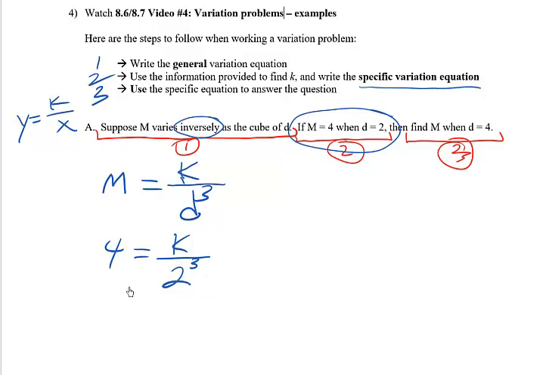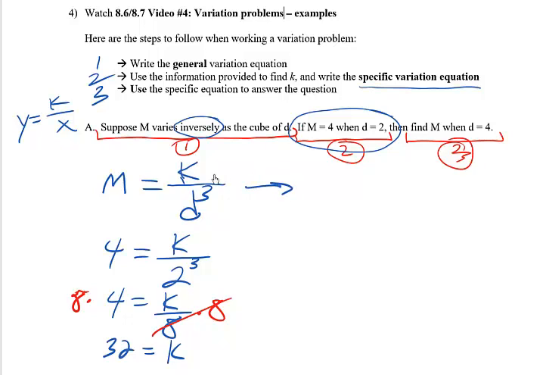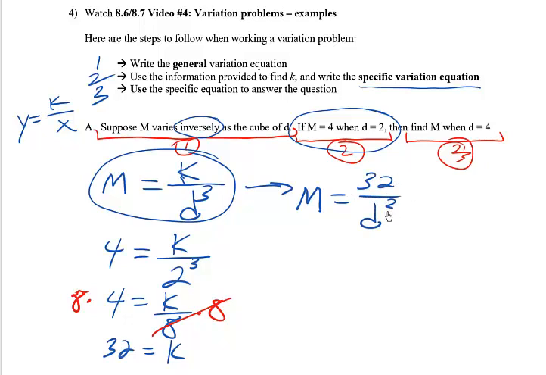This is a rational equation that I need to solve. I've got 4 equals k divided by 8. It's a pretty simple rational equation. To clear the fractions, just multiply both sides by 8, and that does it. That gives me a k value of 32. I did all of that so that I could take my general variation equation and now write the specific variation equation. The specific one is the one with the k filled in. K was equal to 32.